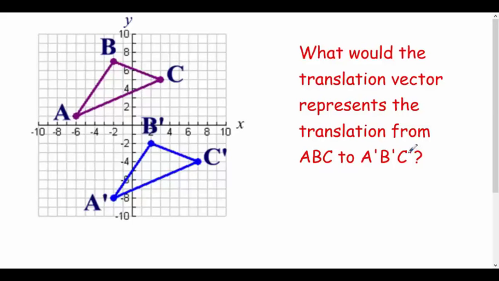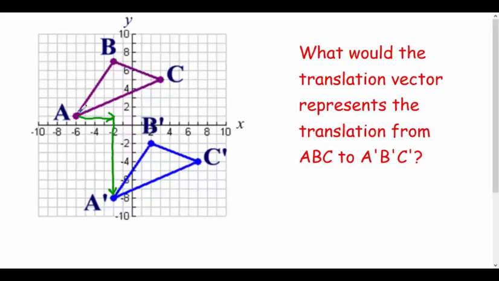So now, how would you find a translation vector for an object, not just a point, an object? So what you want to do is pick one of the points. The translation vector will be the same for any of these points. So my suggestion is to pick one of these points, and you can just see how far in the y direction it has changed, how far in the x direction it has changed.